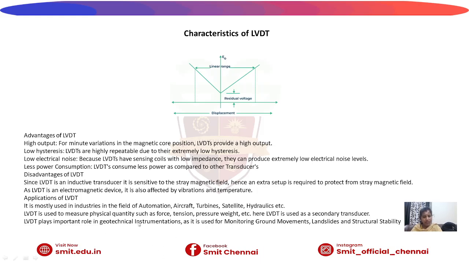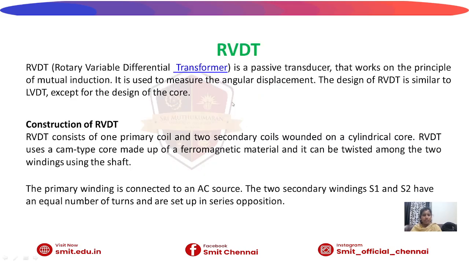Okay, next one is the RVDT. RVDT is nothing but a rotary variable differential transformer. It is the same as an LVDT, but the difference is that it measures angular displacement, whereas the LVDT measures linear displacement. For angular displacement we use the RVDT, which is used in hydraulics. The construction and working principle are also the same.